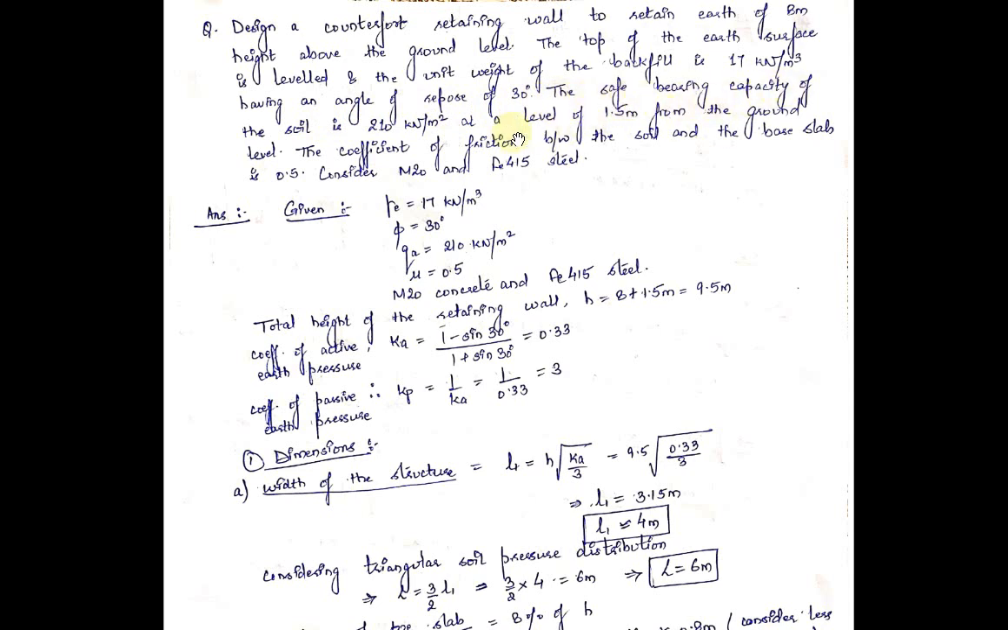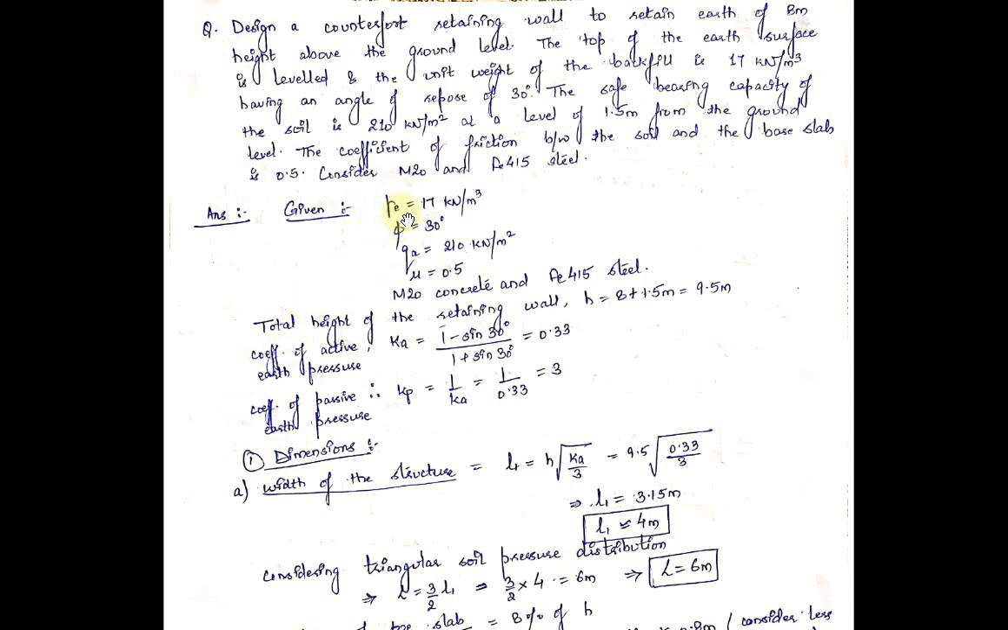The safe bearing capacity of the soil is 210 kilonewton per meter square at a level of 1.5 meters from the ground level. The coefficient of friction between the soil and the base slab is 0.5. Consider M20 and Fe415 steel. So this is the question. So first of all, we will write all the values which are given in the question.